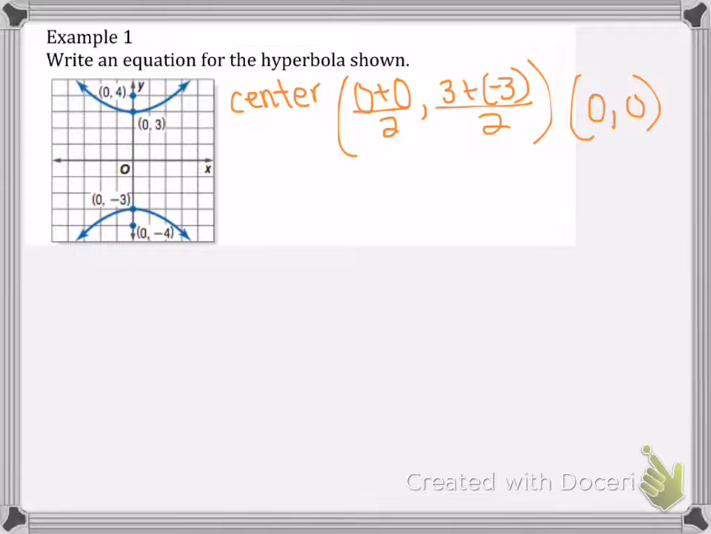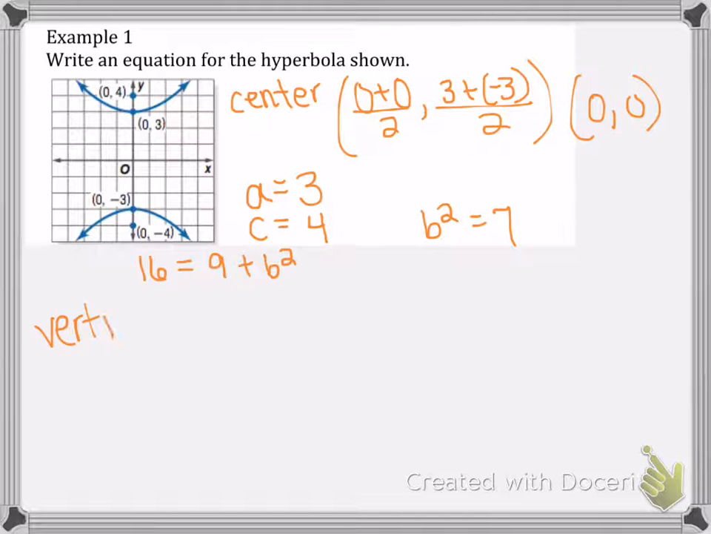Since I now know that point and I know the vertex point, that means my a is going to be 3. From the center to the vertex is 3 units. My c is going to be 4. From the center up to the foci is 4 units. So c squared equals a squared plus b squared, which means b squared is equal to 7. This is a vertical hyperbola because it's opening toward the positive y's and the negative y's.